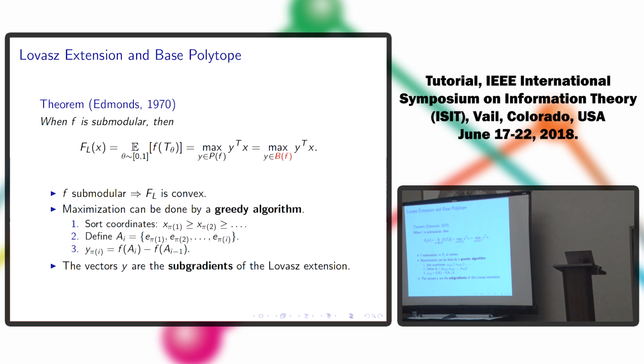Moreover, it's a non-smooth convex function. But still, we can minimize it because these y's are going to be the subgradients. Meaning that, if you have a non-smooth convex function and you have the subgradients, you can use first order methods in order to minimize.